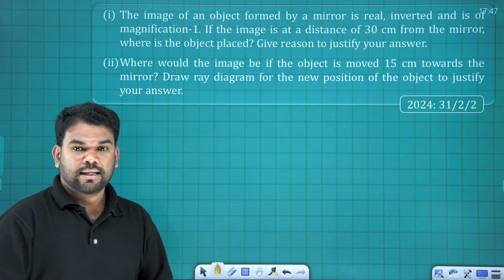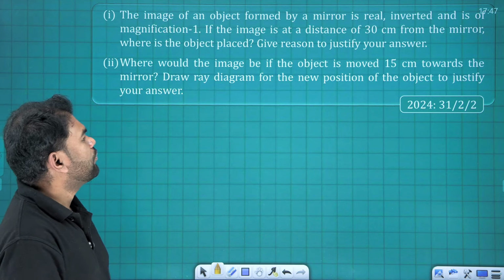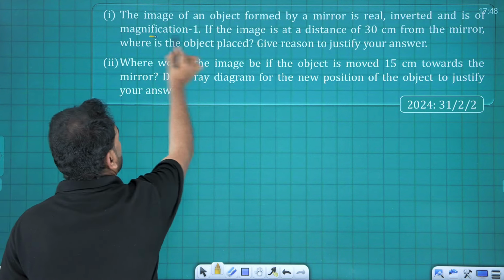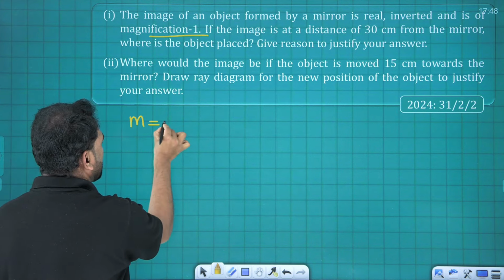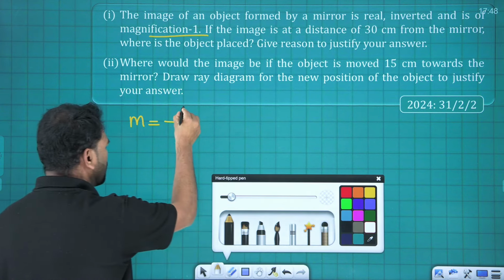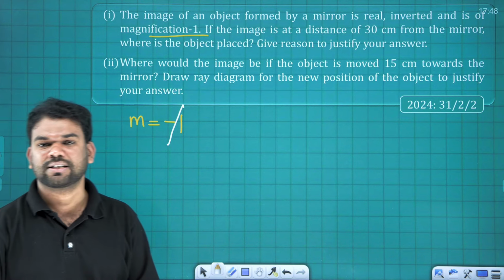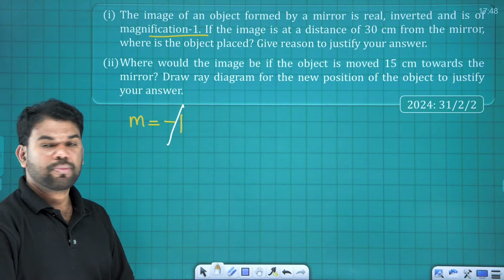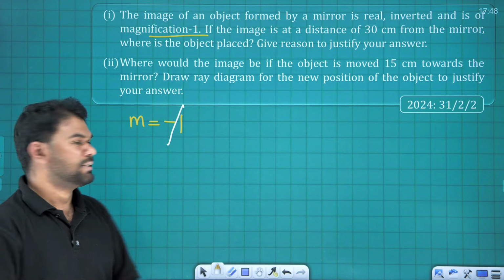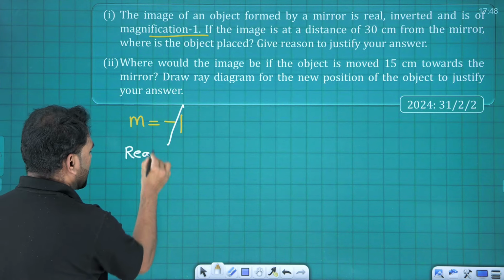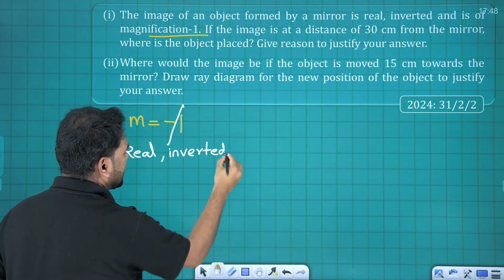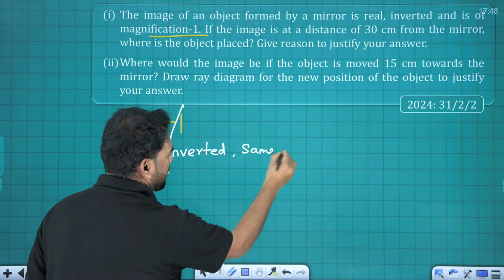Yes. Next question. The image of an object formed by a mirror is real, inverted, and is of magnification -1. So in the question it is given that magnification is -1. Magnification -1 means, as we already discussed in the previous question on how to treat magnification related questions: minus indicates real and inverted, and 1 indicates same size. So the characteristics of our given image are real, inverted and same size.